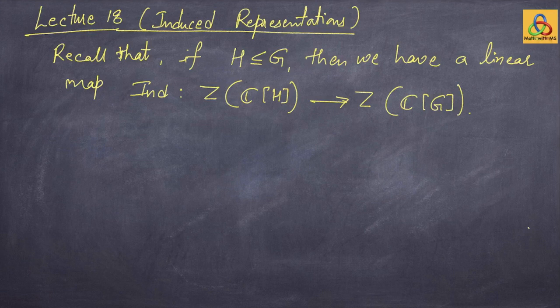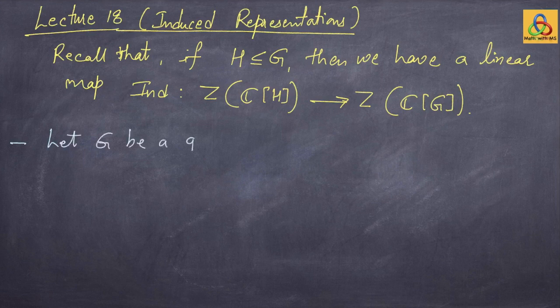In particular, if we take the character of some representation of the subgroup H, it's a class preserving function. So under the induction, it will go to a class preserving function on the group G. Today we are going to show that this class preserving function on the group G is in fact the character of a representation of the group G, and that representation comes from the representation of the subgroup H. That will be called the induced representation. So let's define it.